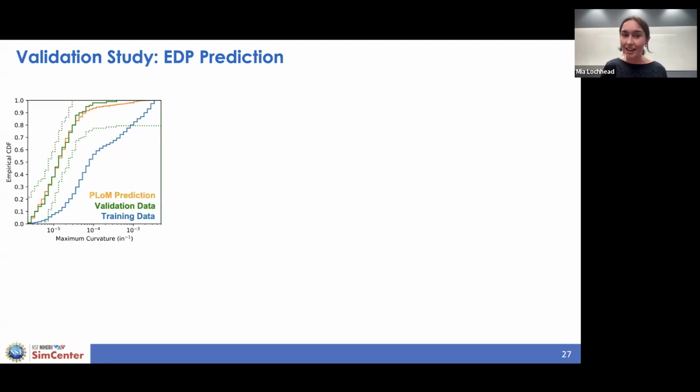And so again, in an ideal setting, this solid green line and the solid yellow line are going to match very well. We're evaluating this in the case of these engineering demand parameters using a KS test, which is a statistical test to determine if 2 samples were drawn from the same distribution. And so these green dotted lines represent the bounds of this KS test that we're using to determine if a certain case is a pass or a fail. And so if this yellow line falls within the green dotted lines, we're calling this a pass case.